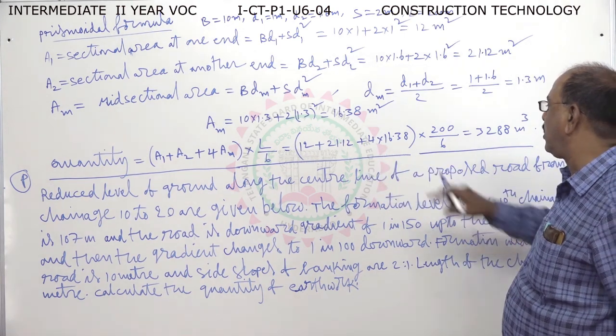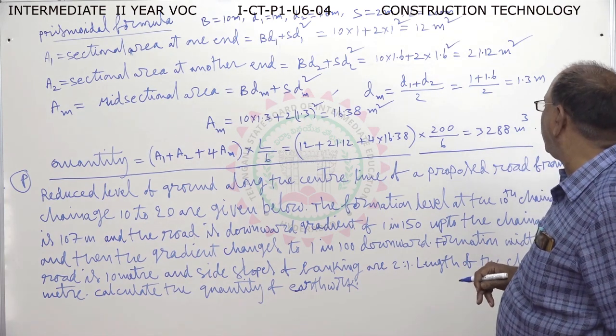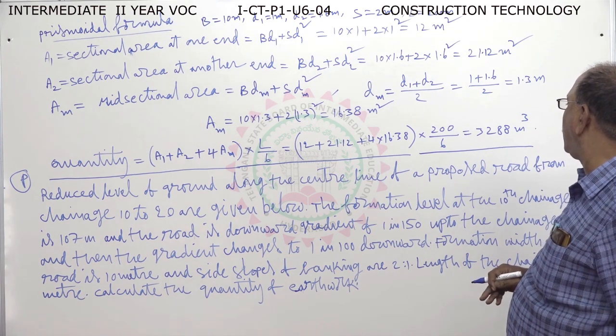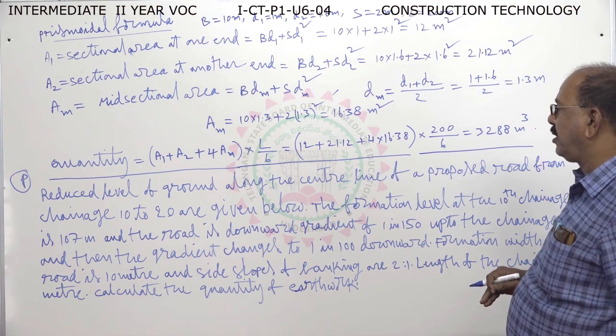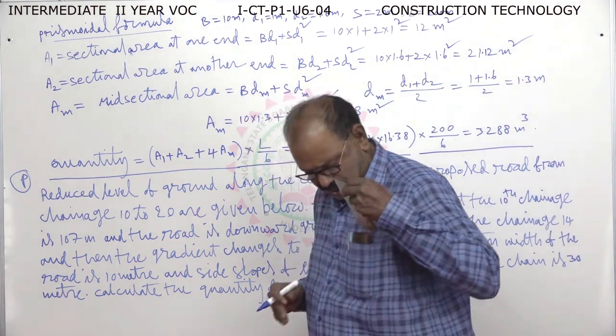So finally, after calculating with a scientific calculator, you are getting this value, 3,288 meter cube. I'll show you once with the scientific calculator.